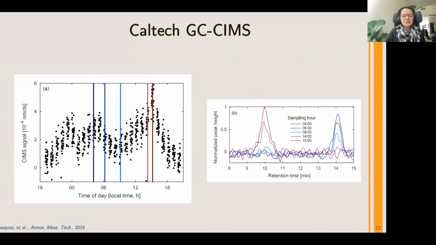Perhaps this would be a bit more impressive if I could even tell you what this compound is, or even what it does in the atmosphere. But the truth is that I actually don't know. This is just something really cool that I saw when I was looking at the data.